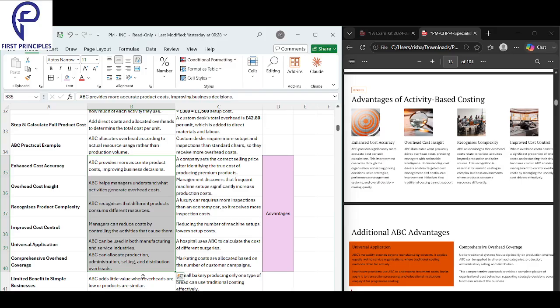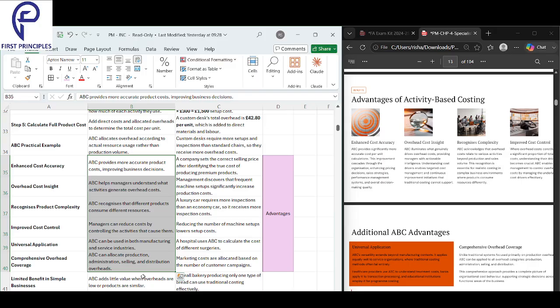Okay, let's go through the first 3 again: more accurate, better cost insight, recognizes the products are complex and it gives them that respect. There's better cost control, universal application in manufacturing and service industries, and comprehensive overhead coverage. You can allocate administrative overhead, selling overhead, distribution overhead, production overhead, all the overheads.